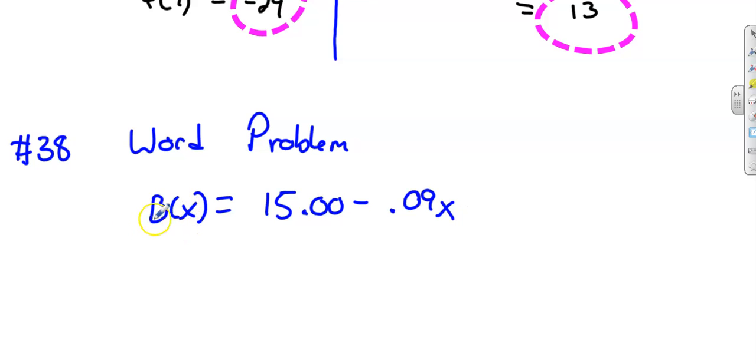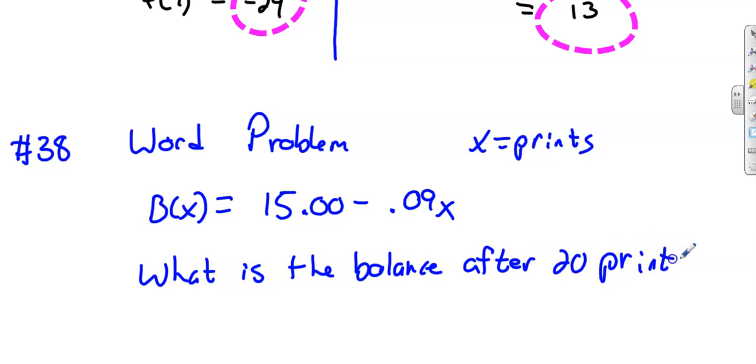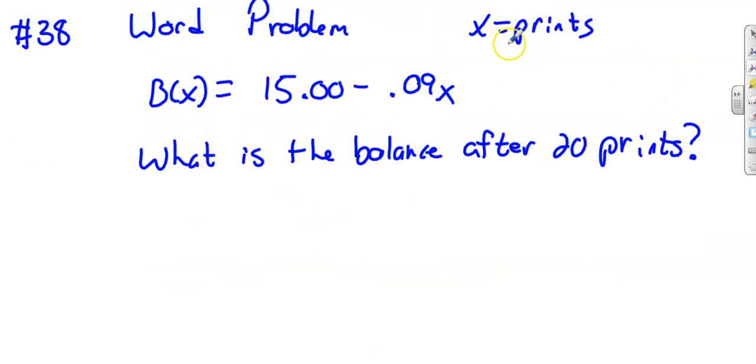Okay, so B is how much you have remaining with everything. So then they come back and tell you, all right, here's everything that you're doing for everything that's on this, and they tell you that X is equal to the prints. And they come back and say, all right, well, what's the balance after he has 20 prints? Okay, so they told you that X was the prints. So what's the balance after 20 prints? Just take out the X and replace it with 20. And then from there, you just work out the rest of the equation.